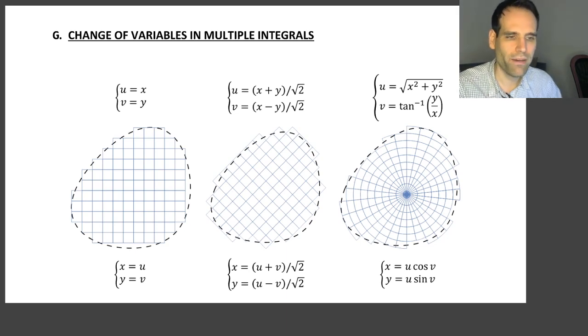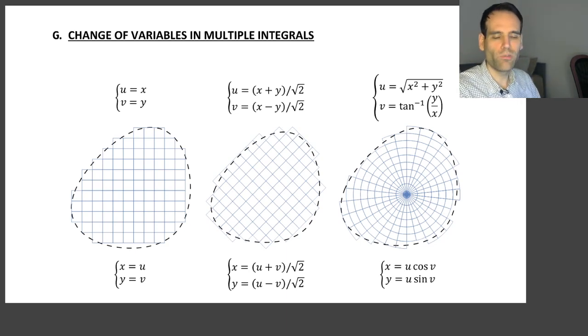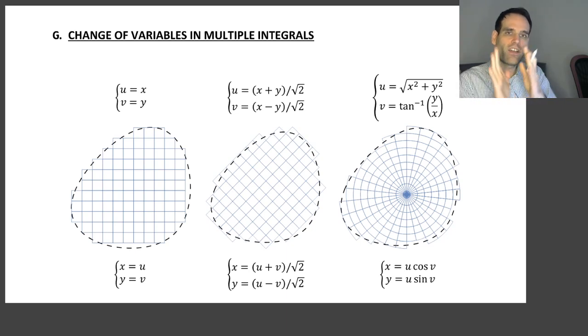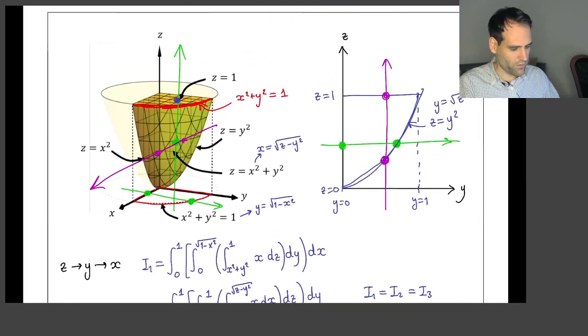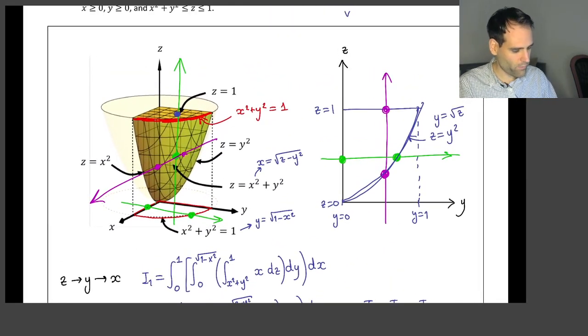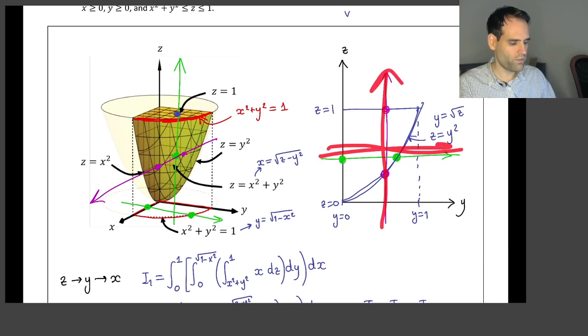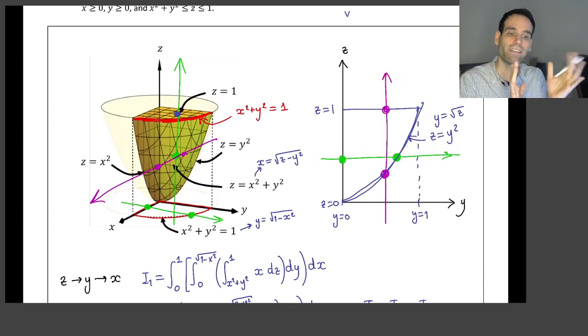Let's talk now about change of variables in multiple integrals. And let's talk about why this is much more used in multiple integrals than it is in simple integrals. It's because by changing the variables, we can change basically the order, the direction in which we are doing the integrals. So remember, when we are doing integrals, the directions x, y, and z play very important roles when you are finding the limits of integration, right?